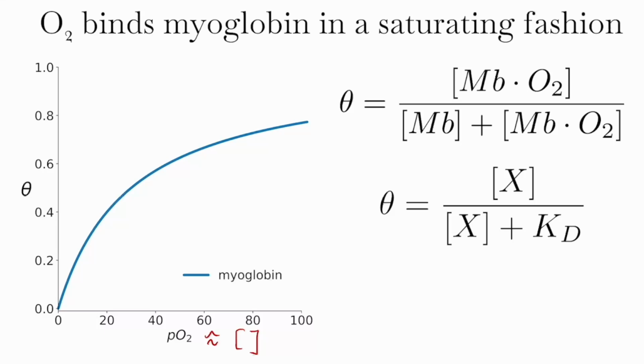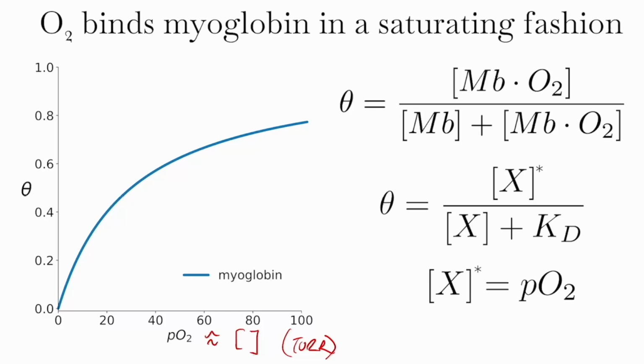This, as we've seen in a previous video, is related to the KD. We can describe this as follows: X over X plus the KD, where X is the ligand that binds. In this case, X is going to be the partial pressure of oxygen, so how much oxygen is around. Again, with the caveat that everything is going to be in partial pressure units, which are torr, not concentration like we normally talk about, say, molar.